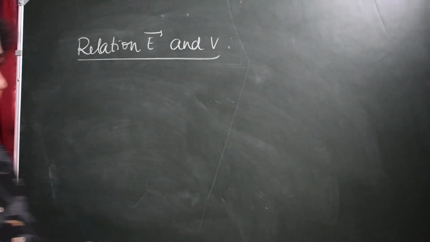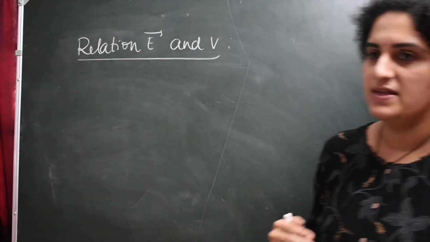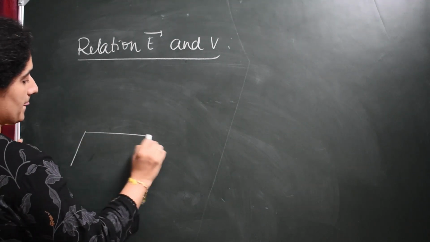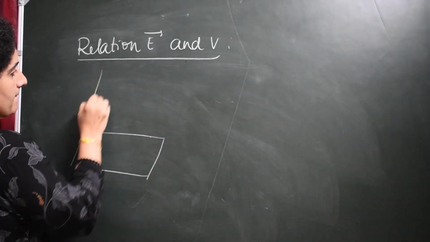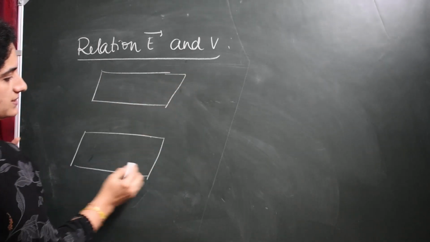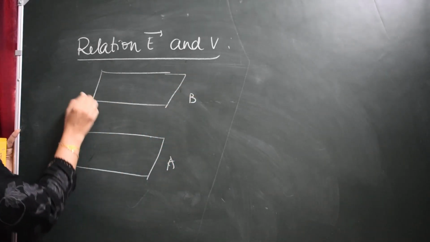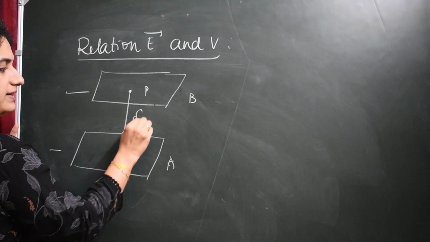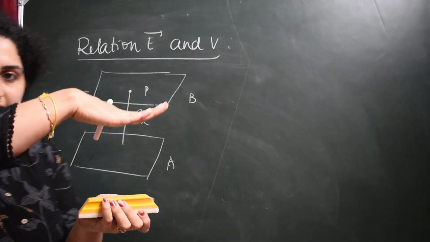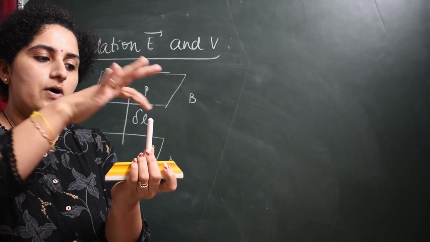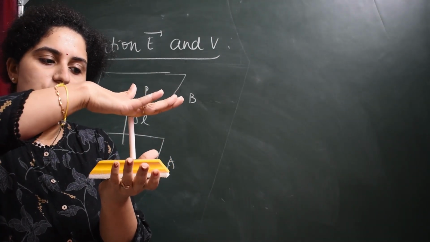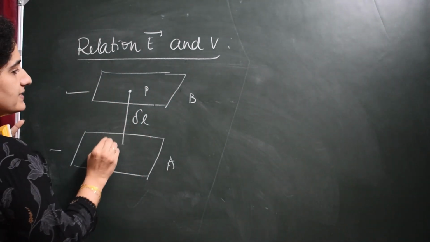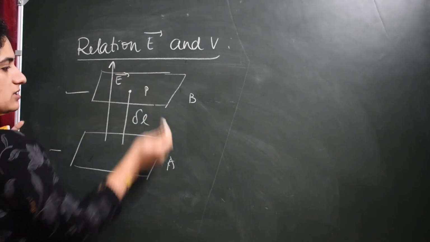What is needed here is you have to consider the equipotential surface again. 2 surfaces A and B. Those 2 are equipotential surfaces, surface A and B. You consider point P on this surface, at a distance of delta L. So this distance is taken as delta L. And say that electric field E is in this direction from A to B.